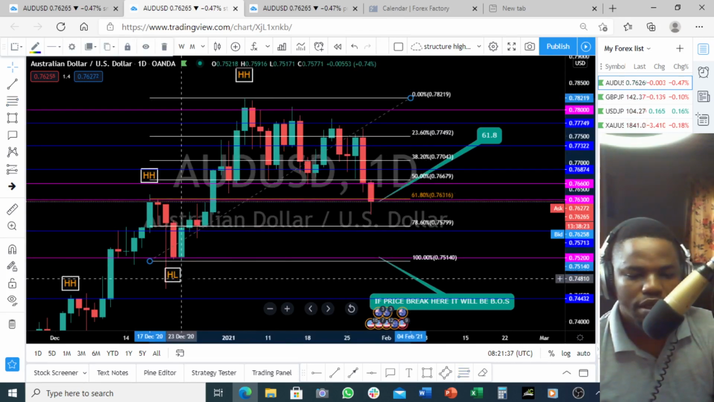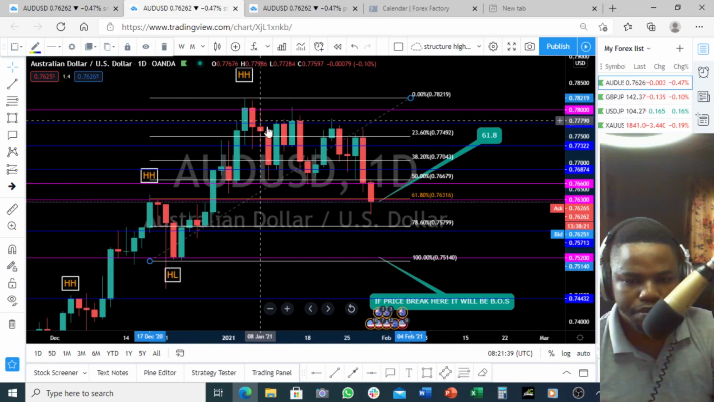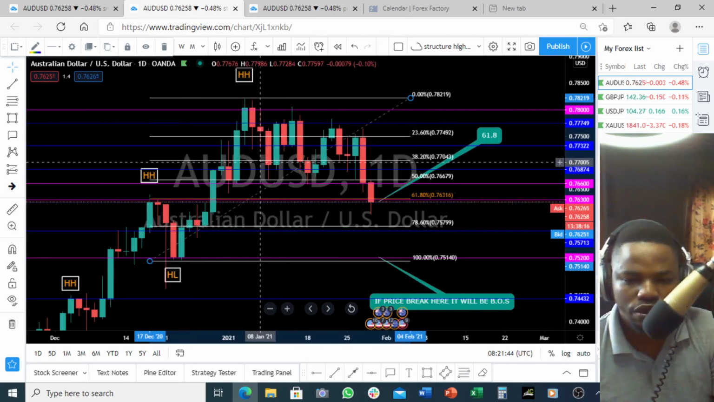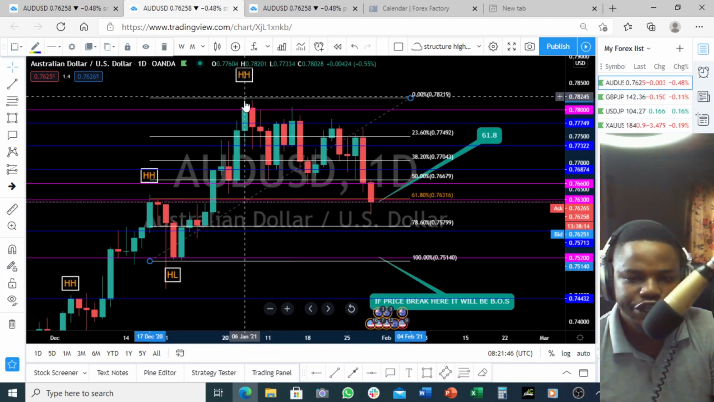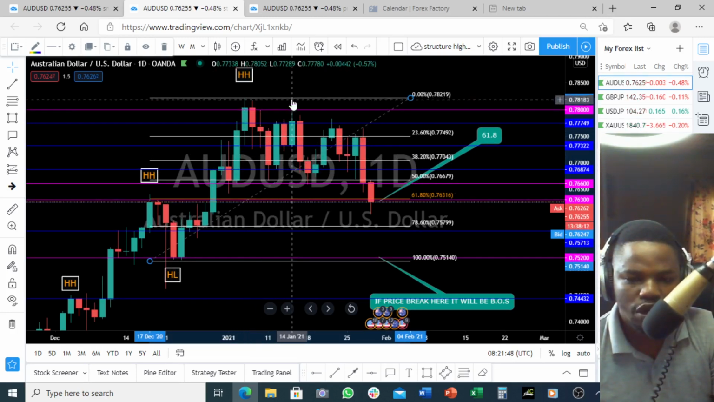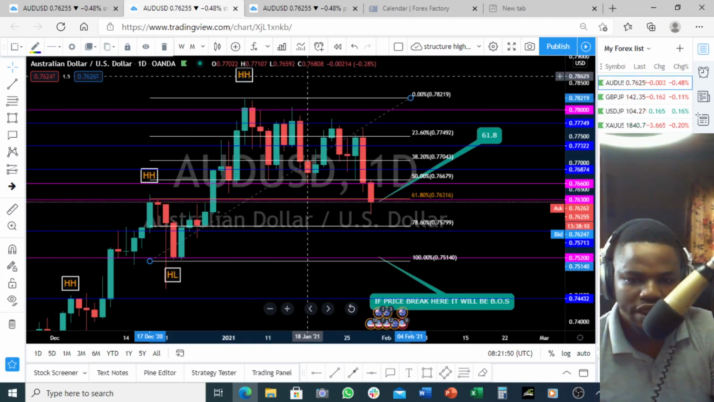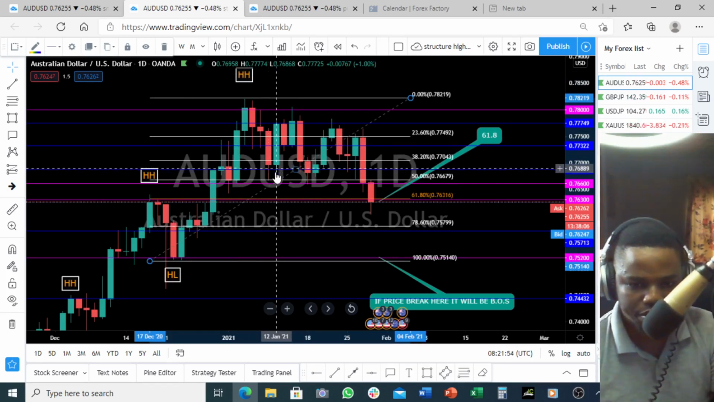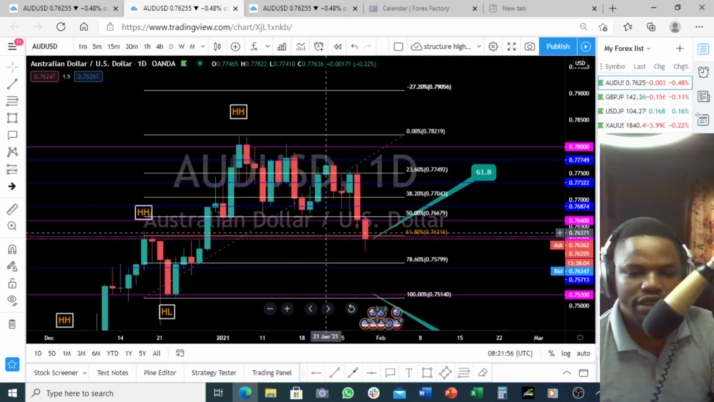Okay, then the market pushed here, it's pulling back. It pulled back to 38.2, but it couldn't break the 0% point to give us the next higher high. Is the reason why we don't have higher low at this point. The structure is not yet broken.